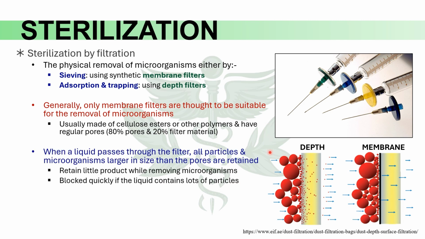The way this works is that when a liquid is passed through the membrane filter, all particles and microorganisms larger in size than the pores are retained, and the liquid product is small enough to pass through the filter. In this way, little product is retained while microorganisms are held behind. The downside to this method, though, is that if the liquid contains lots of particles, the pores in the filter will become blocked quickly, and even the smaller product particles will become trapped and won't pass through the filter. In order to combat this problem, pre-filters are often used.